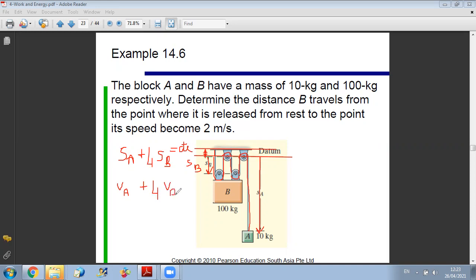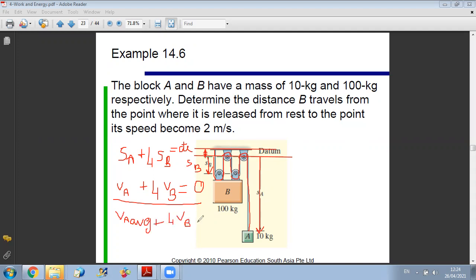If you remember the problem we did together in the first chapter, we said that this relation is between instantaneous velocities. So if the relation applies for instantaneous velocities, it certainly applies for average velocities. So I can also write that VA average plus 4VB average equals 0.